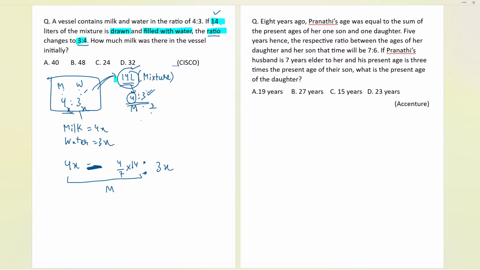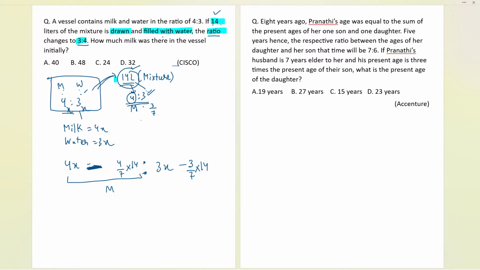3 by total, that is 7. This is the fraction of water that is taken out. So we are basically taking out water from this, so it will be minus 3 by 7 times of what? The 14 only, because 14 liter was taken out.